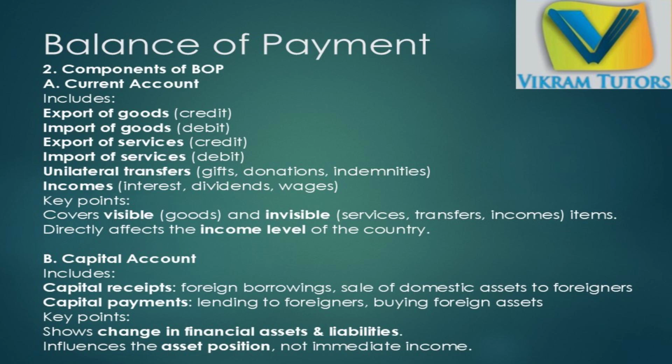Unilateral transfers such as remittances and foreign aid also play a role by transferring resources without a reciprocal exchange. Income flows, including earnings from investments abroad and payments to foreign investors, further affect the current account. Together, these elements provide a comprehensive picture of how international transactions impact a country's economic well-being.